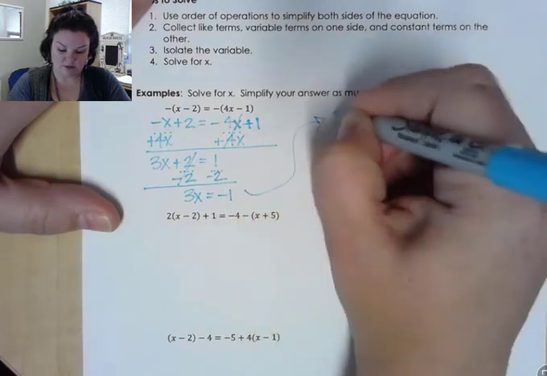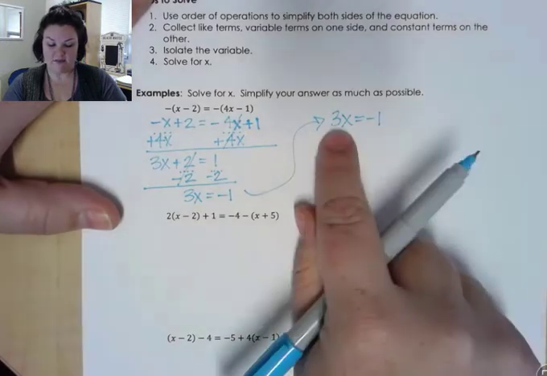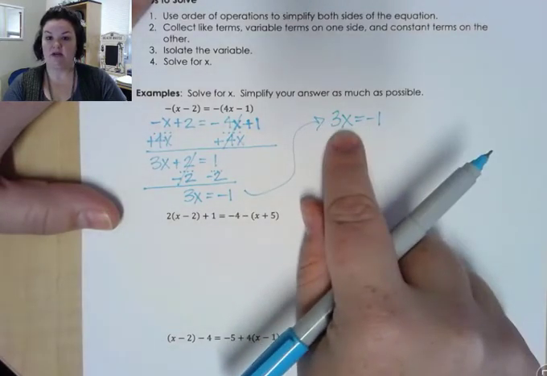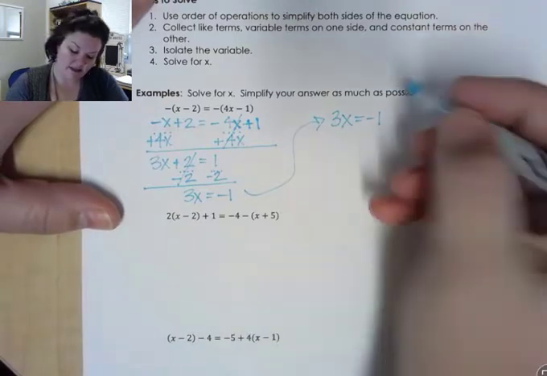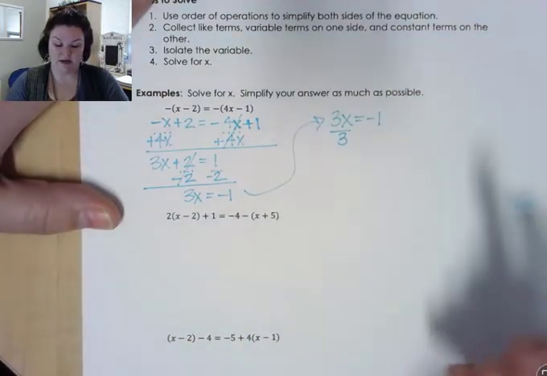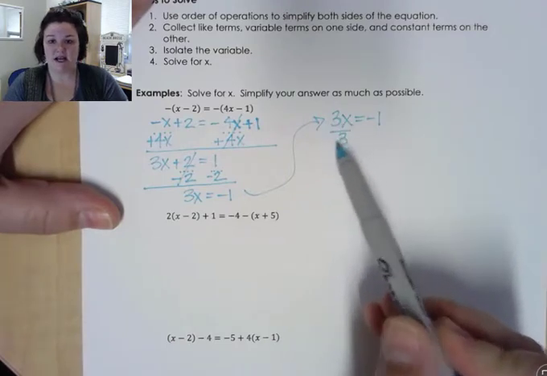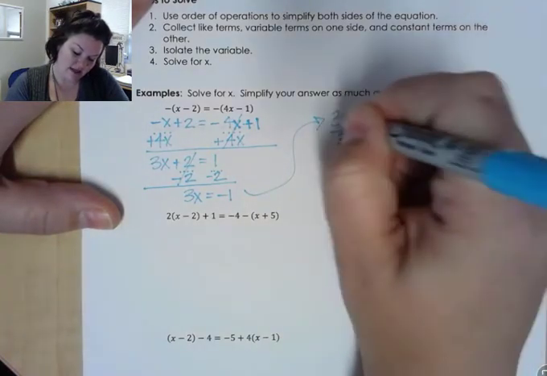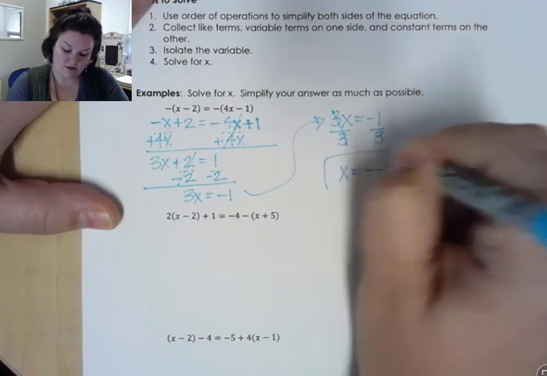I ran out of room, so I'm going to move it up here. 3x is equal to a -1. And now that I have my x term completely isolated, now I need to get x completely isolated. So I just divide off that 3, right? This is like 3 times x. So to undo that multiplication, I divide. So I divide on both sides, which gives me x is equal to -1/3.